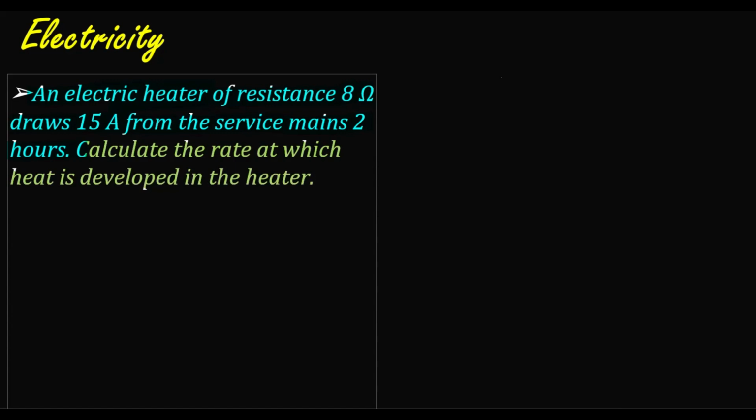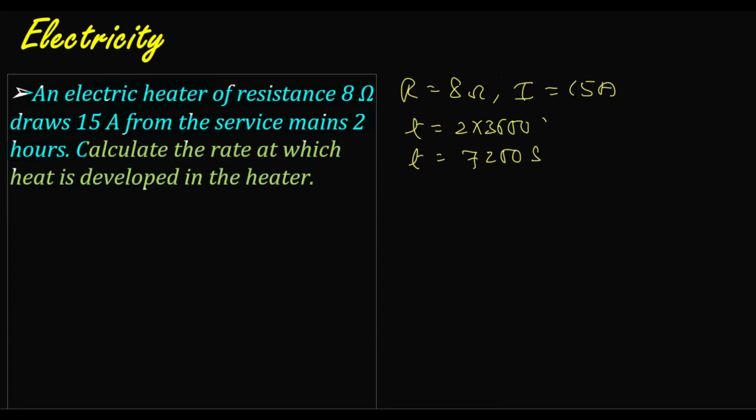The first information that we have is the resistance here, and that is 8 ohm. Next we have the current, and how much current it draws? It is 15 ampere. Further, I can see the time given here, but time is in hours, so that should be converted into seconds by multiplying with 3600 seconds. So now we have time as 7200 seconds. Now, once we have written the information, what we need to calculate is the rate at which heat is developed.